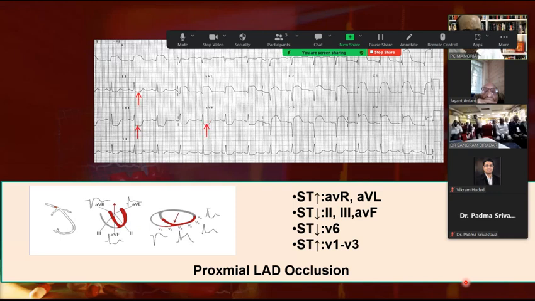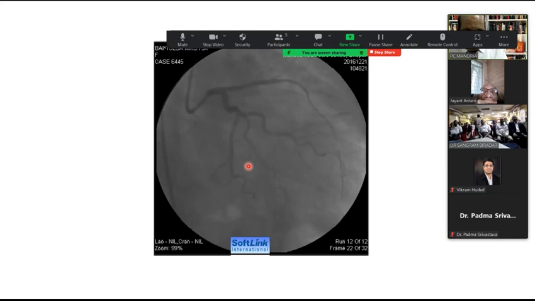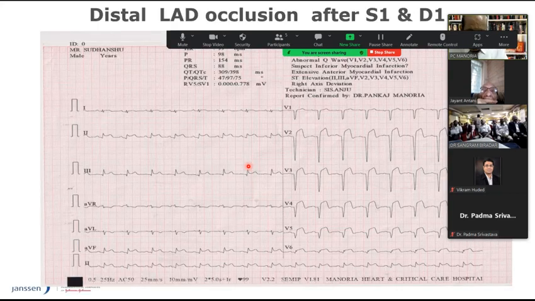So we have said how to localize the lesion in the culprit LAD: ST segment depression in the inferior leads. The angiogram, as you can see, shows occlusion of the proximal LAD, and angioplasty should be done, and then the patient improves.